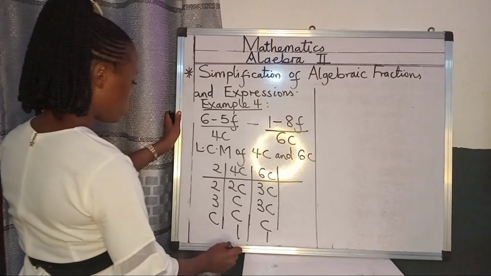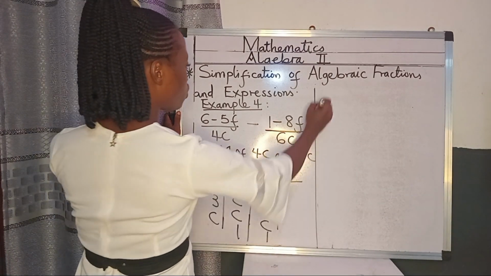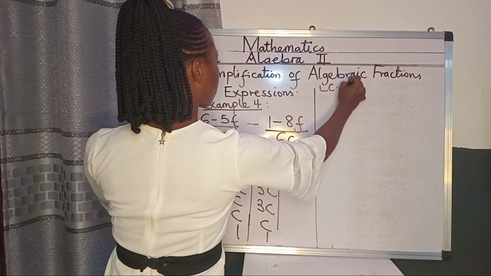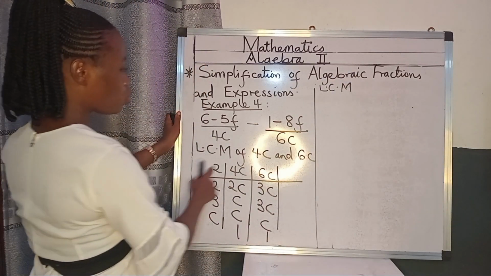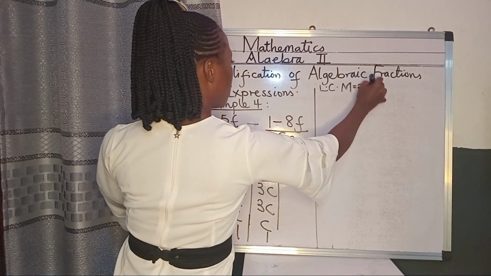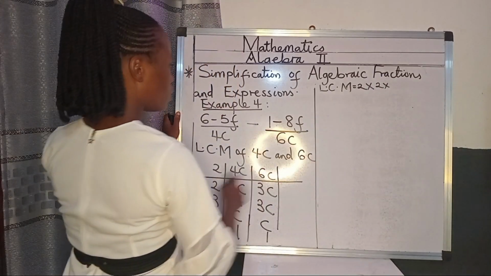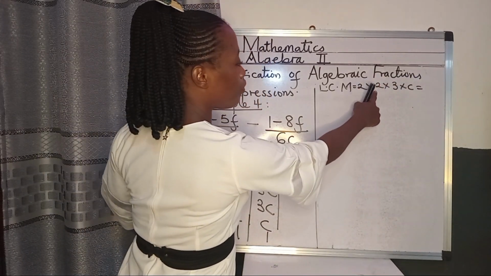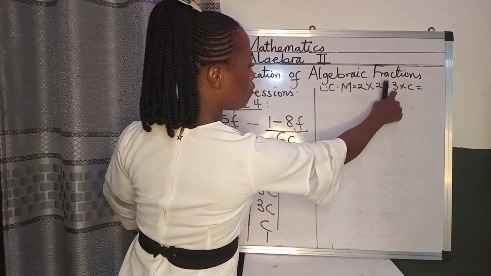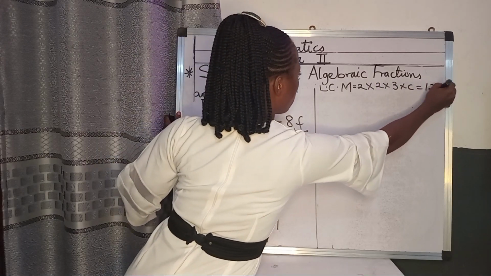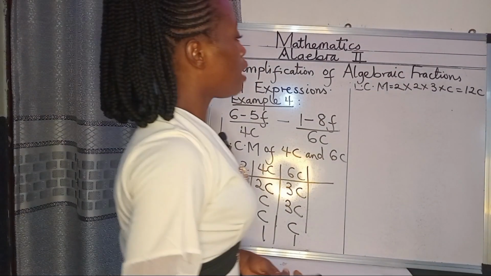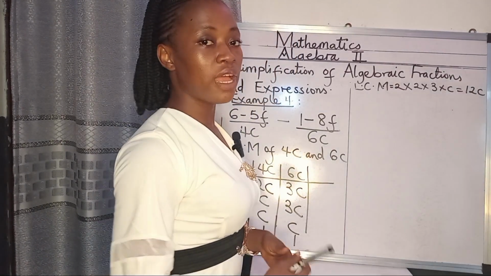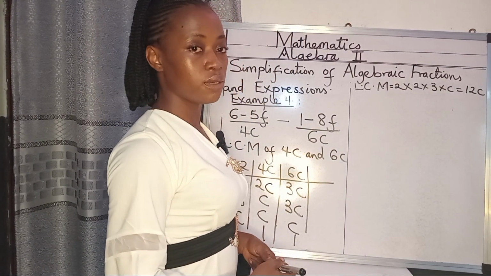Alright? Now our LCM is going to be 2 times 2 times 3 times c. 2 times 2 is 4. 4 times 3 is 12. 12 times c is 12c. Alright, now we have gotten our LCM as 12c, right?